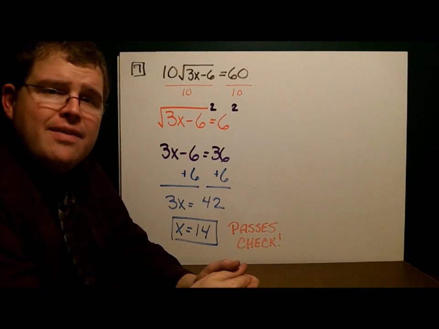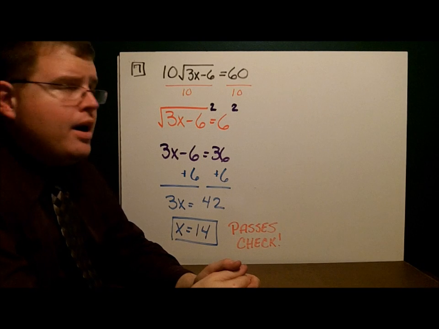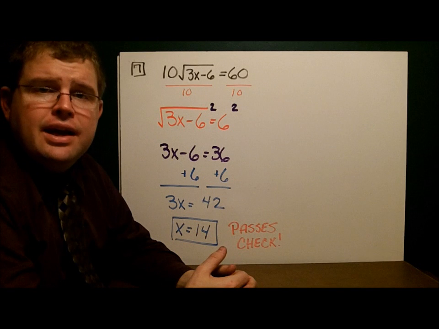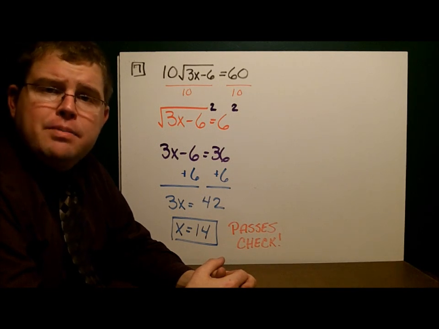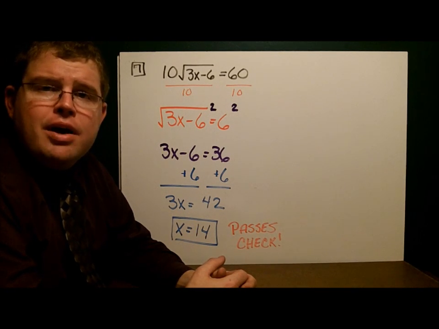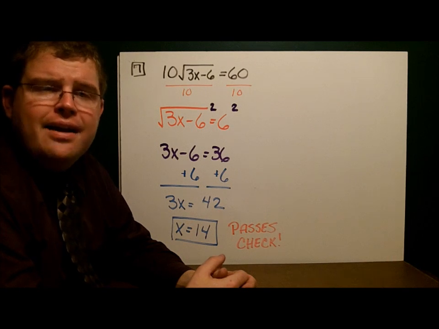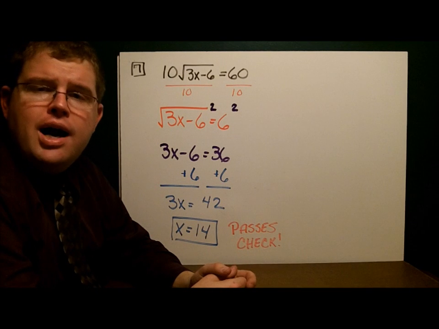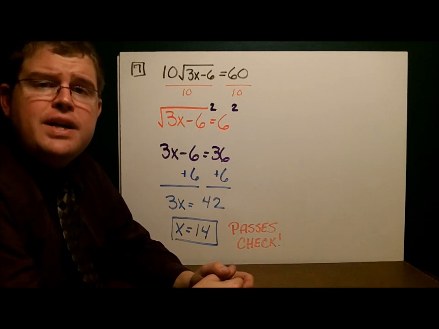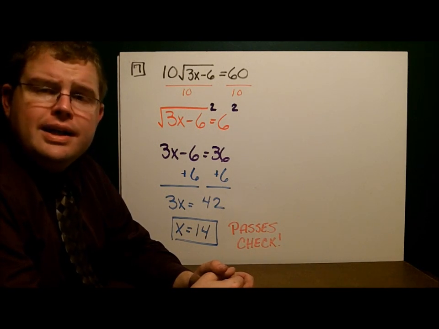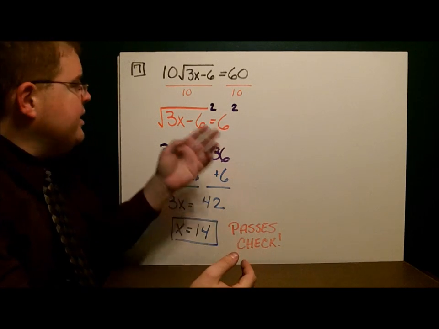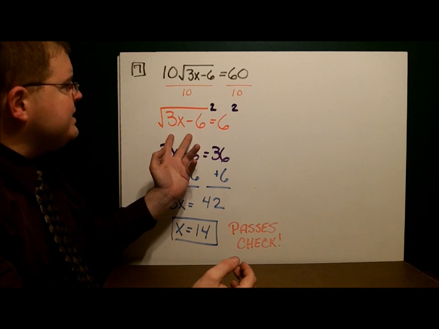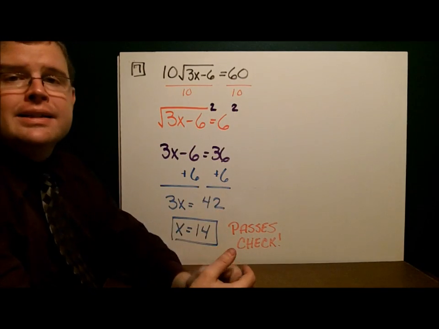On example 7, we have something similar going on. We want to get the square root alone, and there's a 3x minus 6 under it, and that's okay. That comes as a package. We have this time a coefficient. The coefficient is 10. It's 10 times this radical. Well, the opposite of multiplication is division. And so what we'll do is divide both sides of the equation by 10. That gives me the square root of 3x minus 6 equals 6.